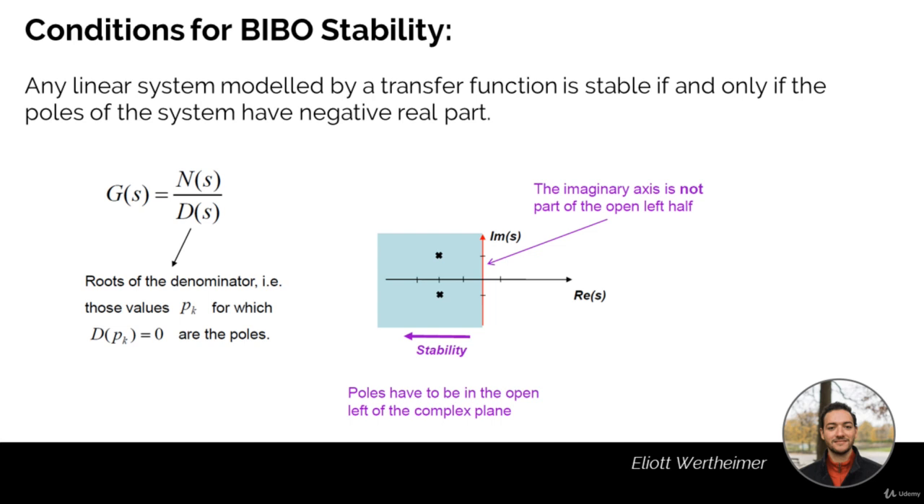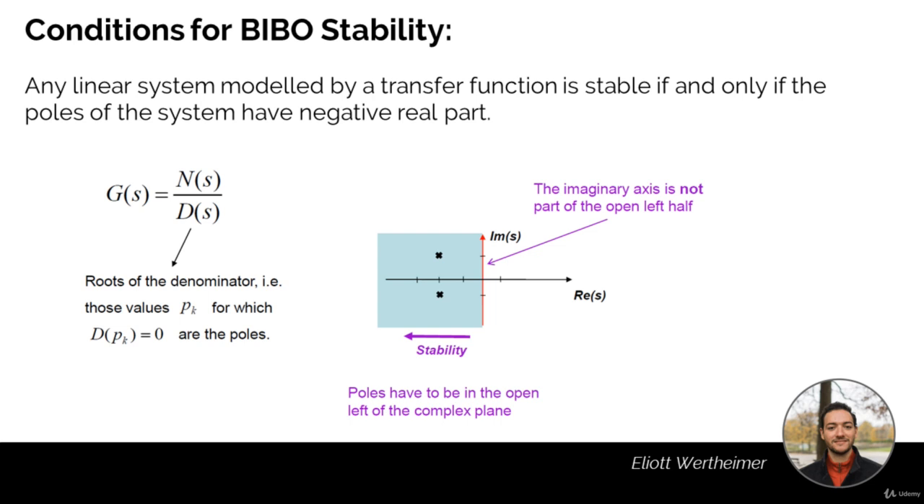For a system to be stable, you want the real parts of the roots of the denominator of the transfer function to be negative, okay? So if you look at this plot here and you look at the two crosses, they're on the left side of the imaginary axis, which is the vertical axis. This means that the system is stable. If the roots were placed on the imaginary axis or to its right, then the system would not be stable. Okay, and that's very important. The imaginary axis is not part of the stable region.